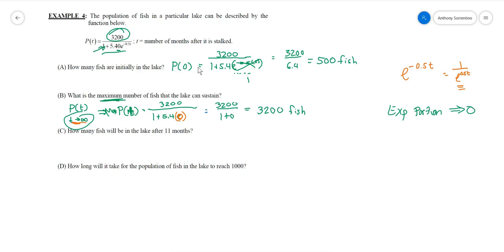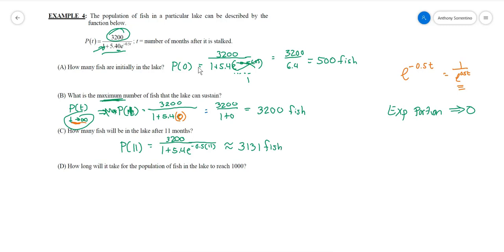Now, the question in C is asking, essentially, what's P of 11? So this one is just more of plugging it into your calculator correctly, making sure you use your parentheses correctly and everything. If you do that correctly, you would get about 31 fish, rounding it off.